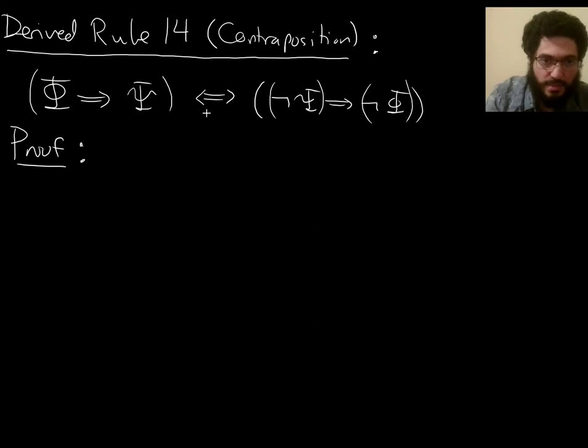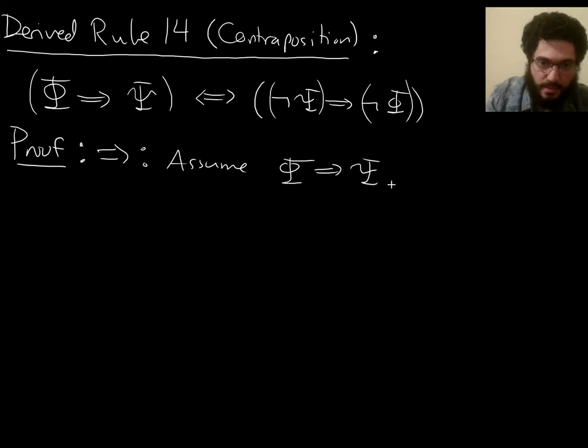So I'm going to use the arrow symbol as my heading for the different parts. So let me start with the first direction. That means I need to assume the left side, so assume phi implies psi. And then my goal is to prove the right side. So now my goal has become to prove this. And maybe I'll write my goal in blue.